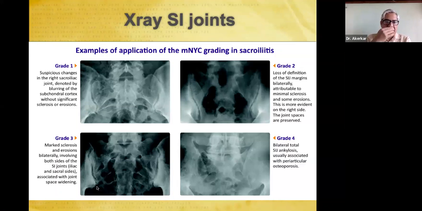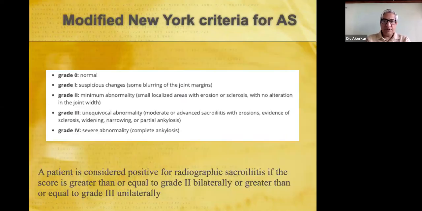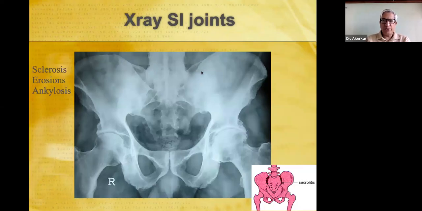And multiple erosions actually can cause pseudo widening of the joint, because since there are multiple erosions, the joint starts looking wider. And lastly, ankylosis. You can't see the joint at all. See the previous one also that we saw, you just can't locate the joint. There is nothing that you can see. This is ankylosis. And along with that, you may also see changes in the hip joint.